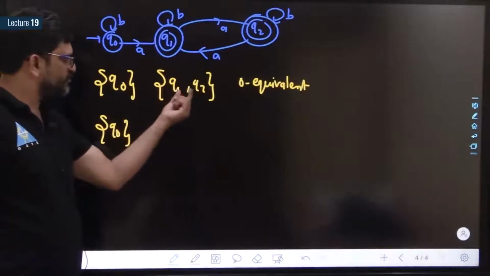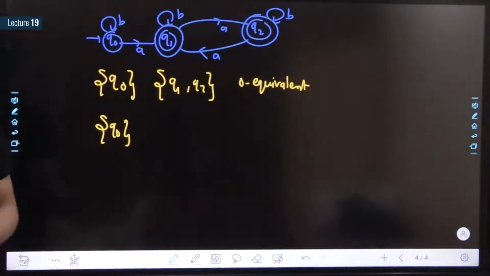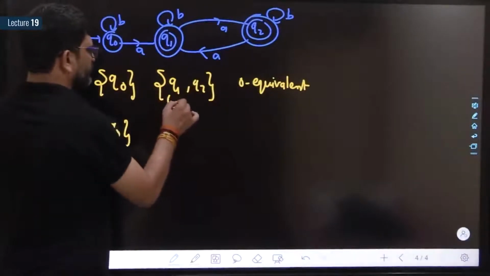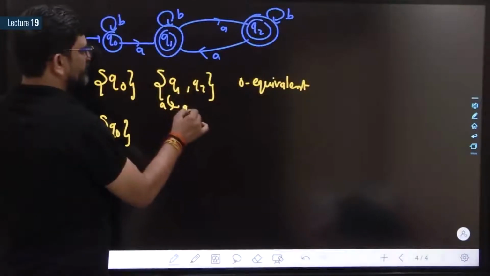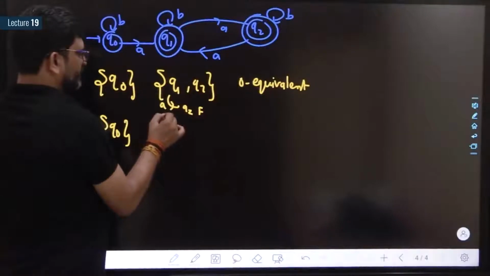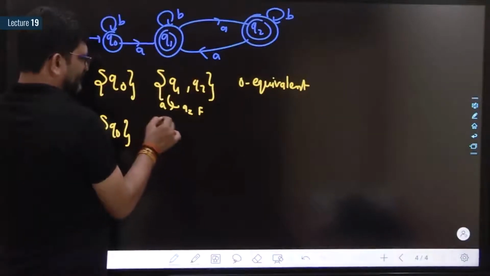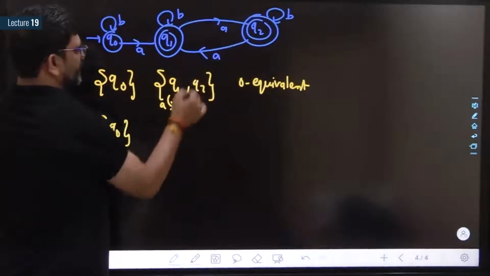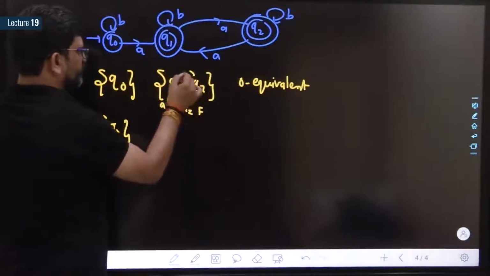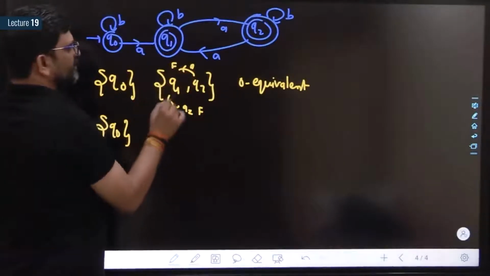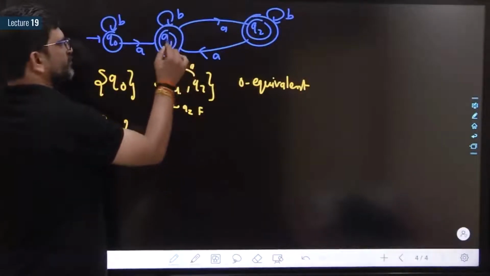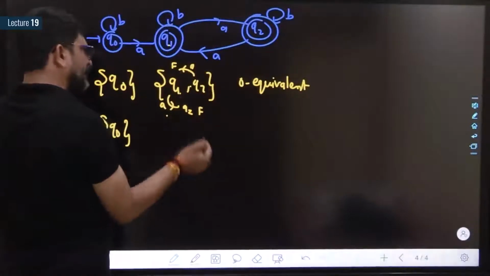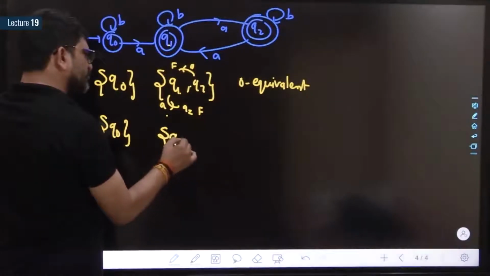Now check whether these two states are equivalent or not. Q1 and Q2, are they equivalent or not? Q1 on A, Q2 means final. Q2 on A, Q2 means final. Q1 on B, final, same set. Q2 on B, same set. It means Q1 and Q2 are equivalent.